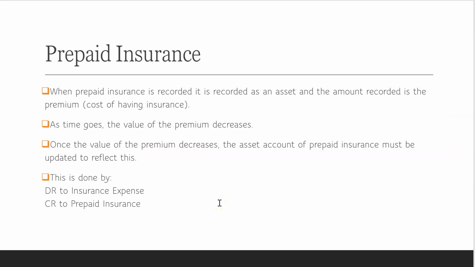Prepaid insurance is another one that's going to require some adjustments. When prepaid insurance is recorded, it's recorded as an asset, and the amount that you record is actually the premium. And as time goes on, you use up your premium. So once the value of that premium decreases, the asset account of prepaid insurance must be updated to show that devaluing happened. So when we adjust for prepaid insurance, we do a debit to insurance expense because it's an expense to the company, right? And then we're going to credit our asset account of prepaid insurance to bring the value down to show it's no longer worth as much.